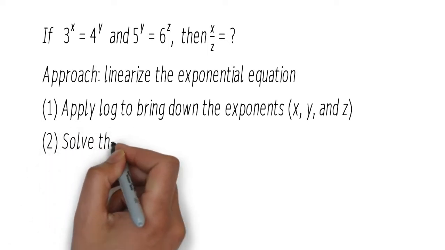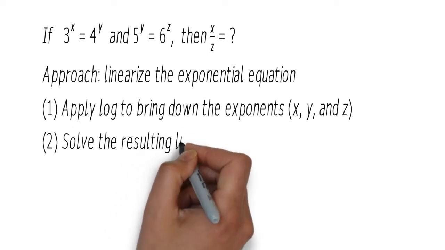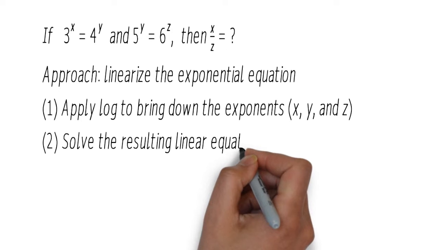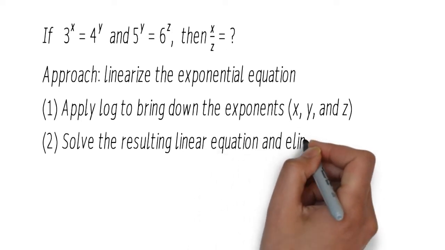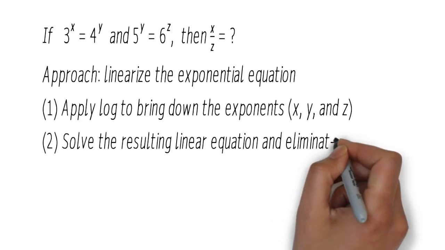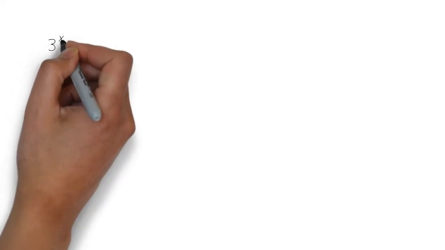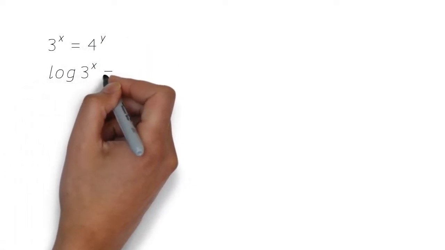Now, if you look at the question, we're looking for the value of x over z. So we have to solve the resulting linear equation in a way such that the variable y is eliminated. By the time we do that, we'll be able to express the value of x over z. Now let's look at it in clear terms.